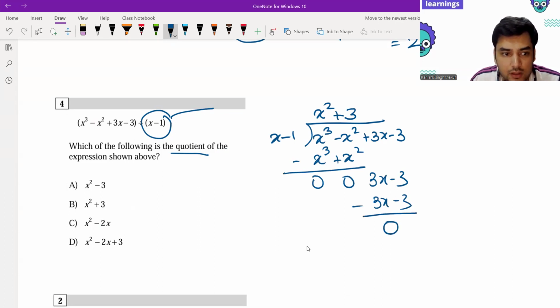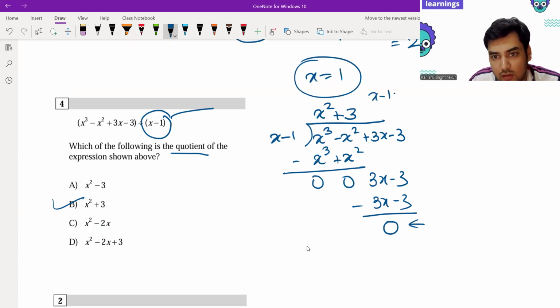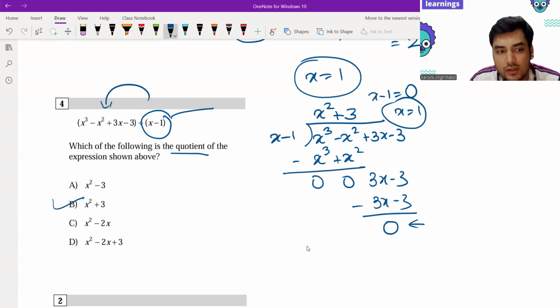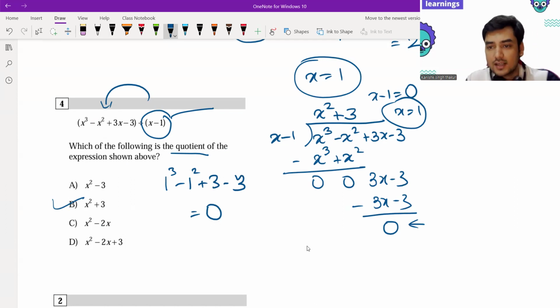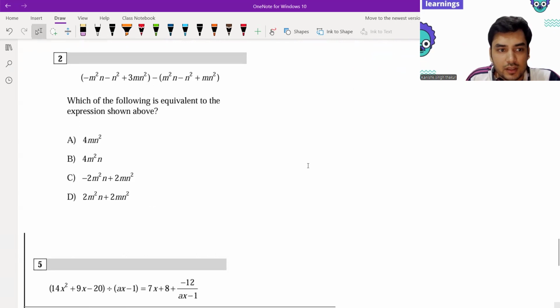So what do I have as the quotient? X square plus 3, right? Now see, the remainder I got is 0. Now if you put the divisor equal to 0, which is x minus 1, you equate it with 0 and you get x equal to 1. If you put 1 here, definitely you'll get 0, right? So 1 cube minus 1 square plus 3 minus 3, what are you getting? 0 only. So that's what I was talking about. If they ask you for the remainder, directly equate the divisor with 0 and then you'll get whatever the remainder would be.